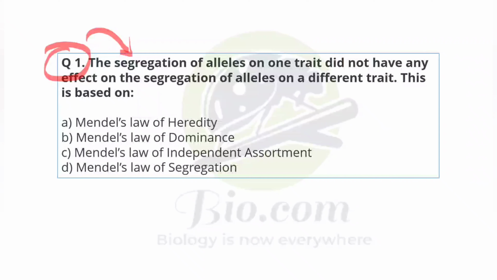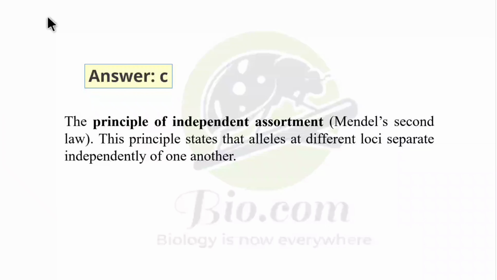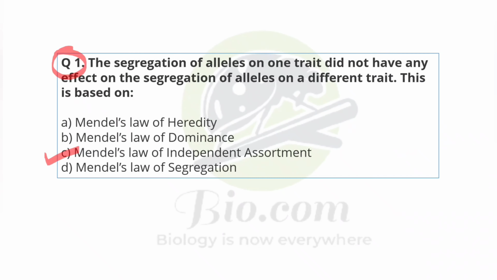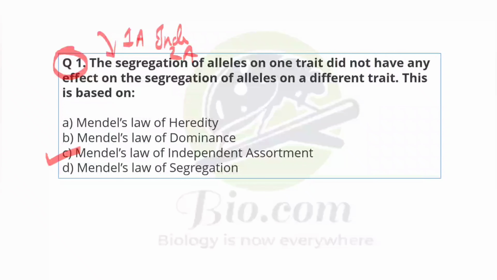If you are aware of Mendel's law of independent assortment, you must know that this is the law of independent assortment by Mendel. So the correct answer is option C. The principle of independent assortment states that alleles at different loci separate independently of one another. It means the segregation of one allele is independent of the second allele, and this is the law of independent assortment by Mendel. So the correct option is option C.